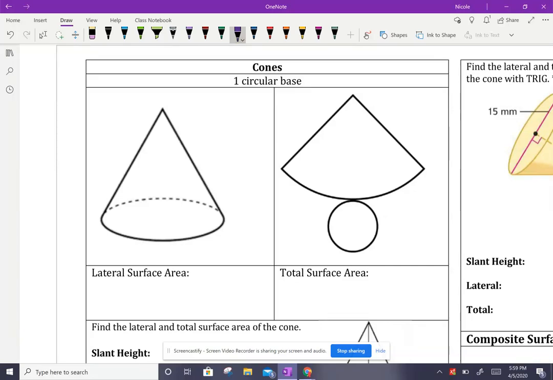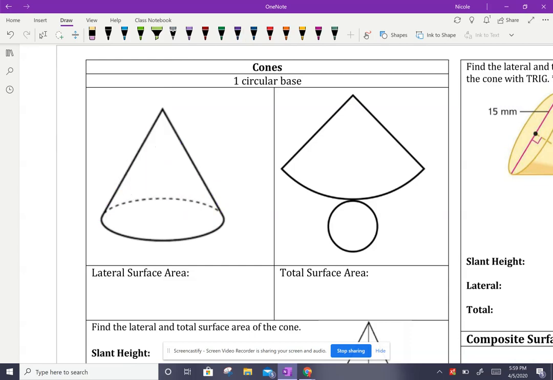All right, now we are going to move on to cones. Cones don't have quite as many lateral faces. The lateral face or lateral surface of a cone is the actual cone piece, the part you would hold if you were holding an ice cream cone. And so all of this space here is your lateral face or your lateral surface.